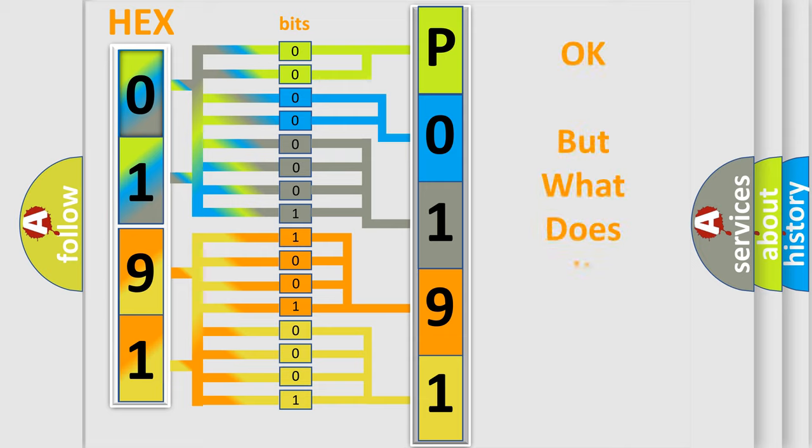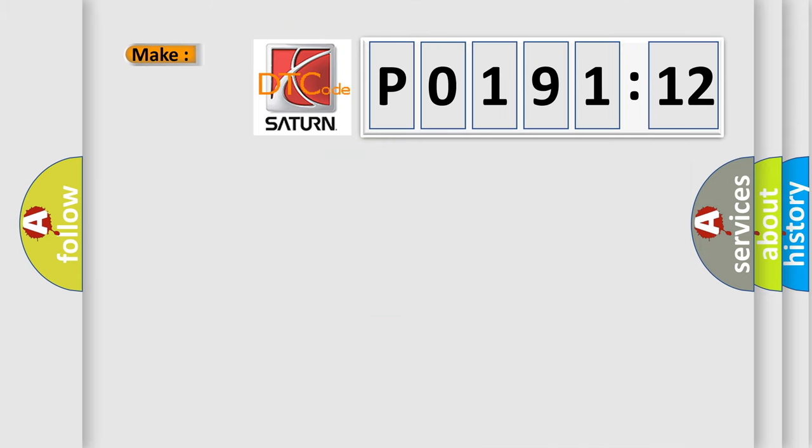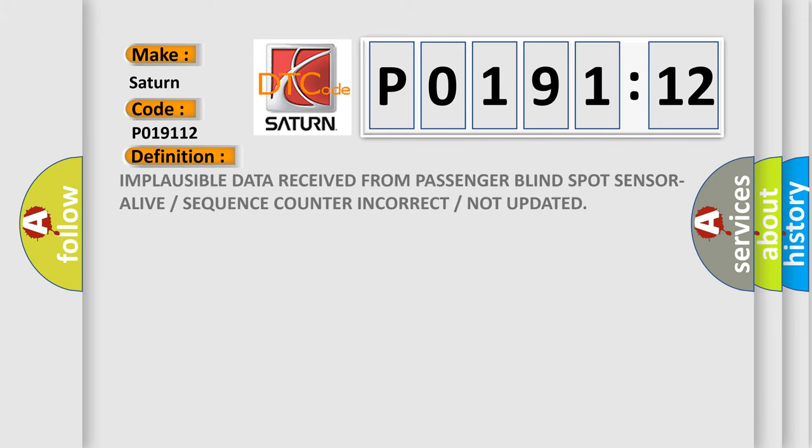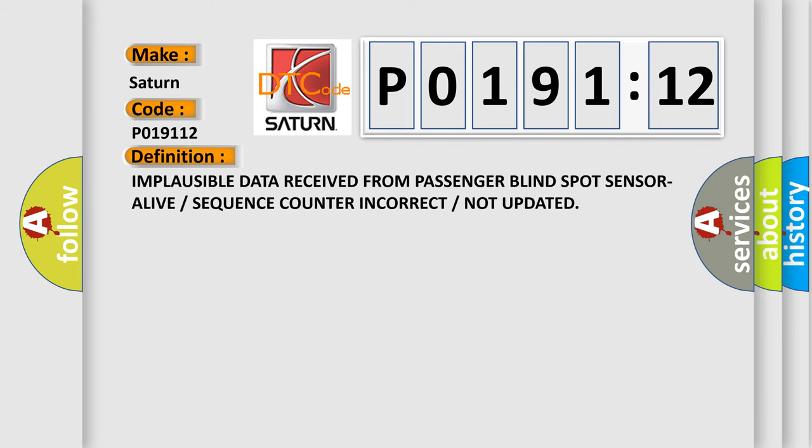The number itself does not make sense to us if we cannot assign information to what it actually expresses. So, what does the Diagnostic Trouble Code P0191-12 mean specifically for Saturn vehicles? The basic definition is: implausible data received from passenger blind spot sensor, alive or sequence counter incorrect or not updated.